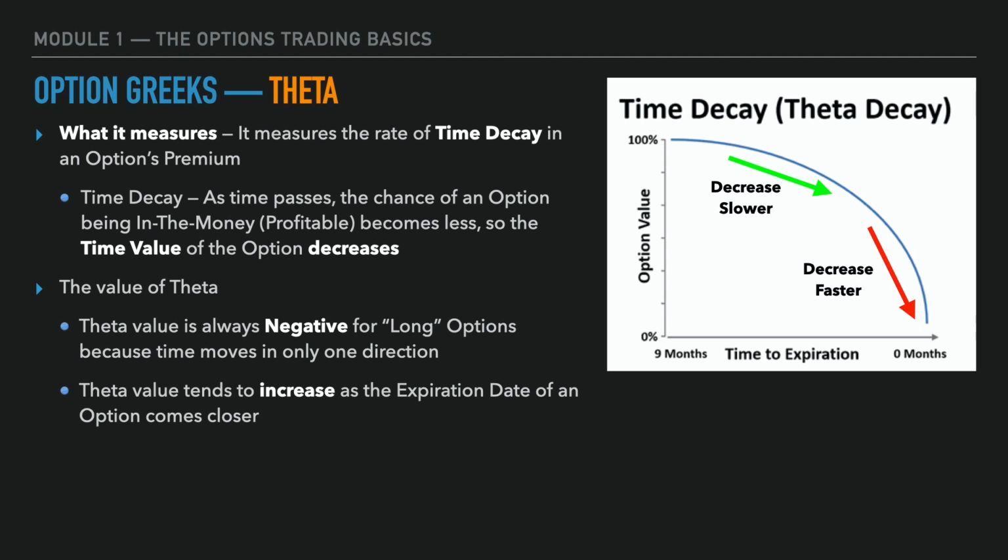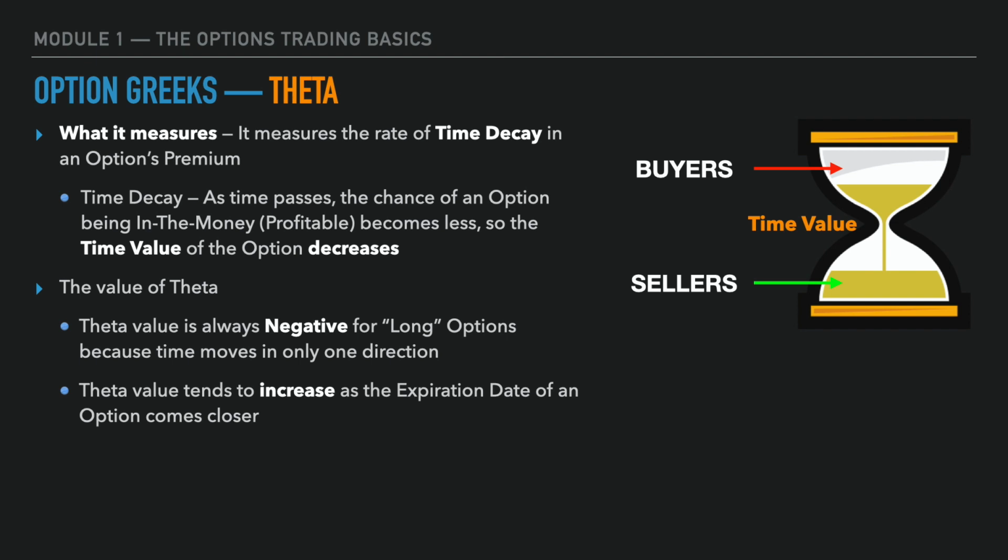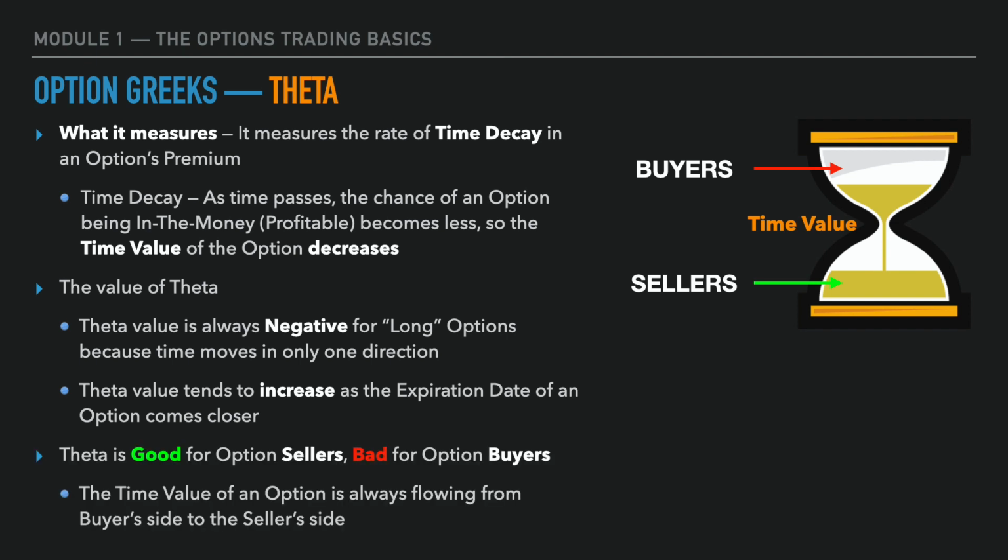The best way to understand how theta and the time value works is to use this hourglass as the metaphor. The moment an option contract is established between a buyer and a seller, the time value will start flowing. Because the time only moves towards one direction, the time value of an option contract only moves from the buyer side to the seller side. We can say that theta always works in favor of option short sellers and works against option buyers.